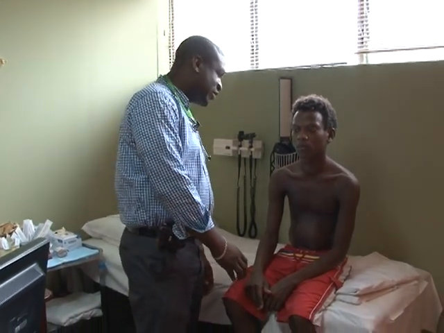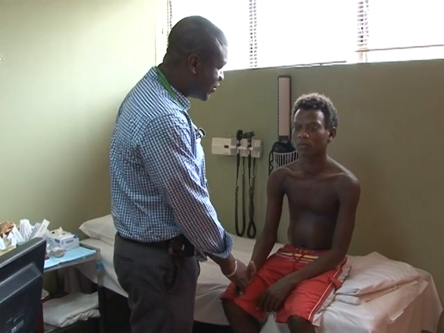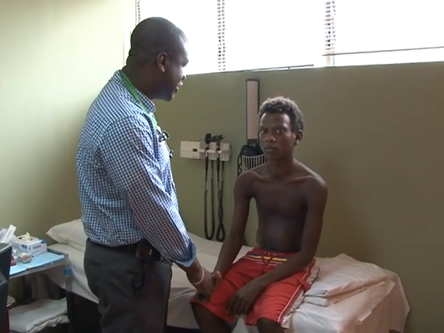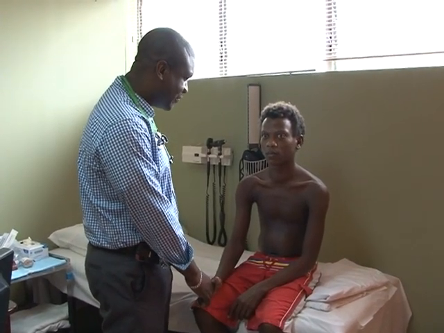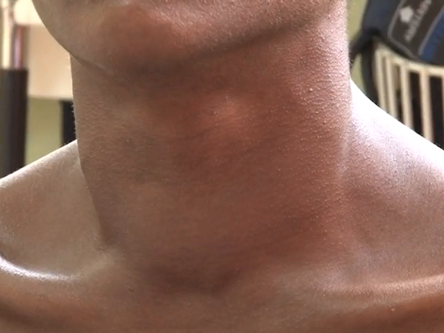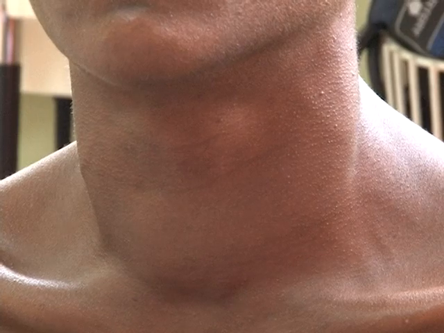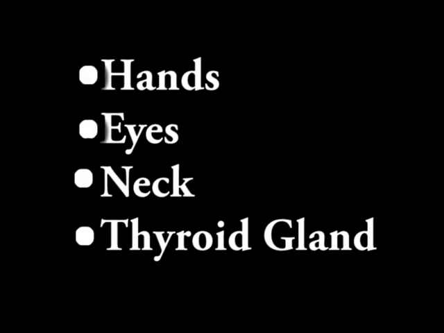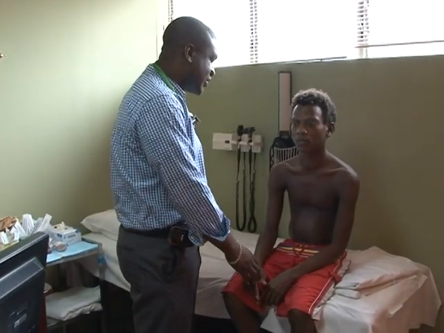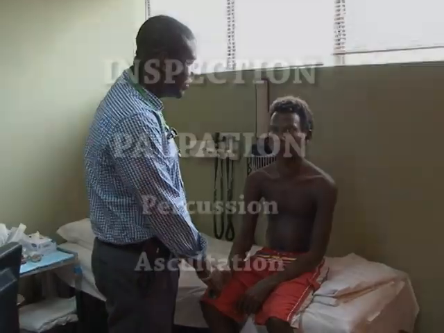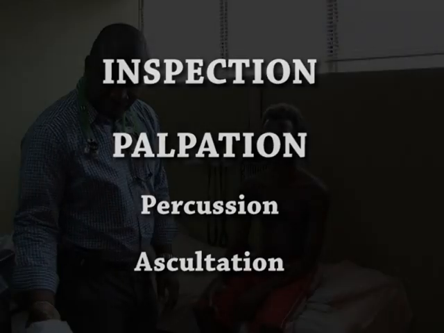The examiner first introduces himself to the patient and requests permission to perform the examination. Thyroid examination usually assesses the functional state of the thyroid, hence one should examine the state of the whole patient: the hands, the eyes, the neck, and end with the thyroid gland. The examination progresses in the sequence of inspection, palpation, percussion, and auscultation.